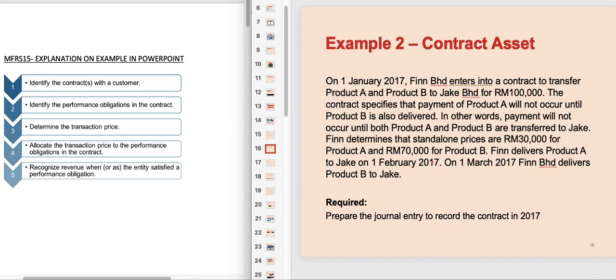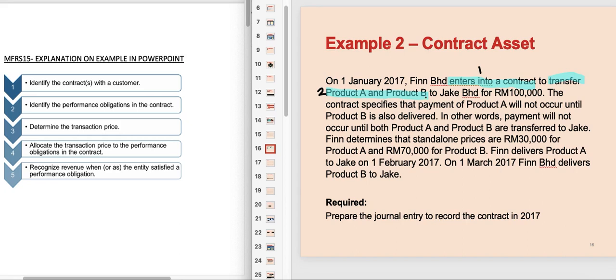Alright, so again we will identify the 5 steps. Is there any contract? In step 1, yes, enter into a contract to transfer a product A and product B. So this is the PO. Okay, this is the PO to transfer product A and product B. So this is step 2. Identify the PO. Determine the transaction price.